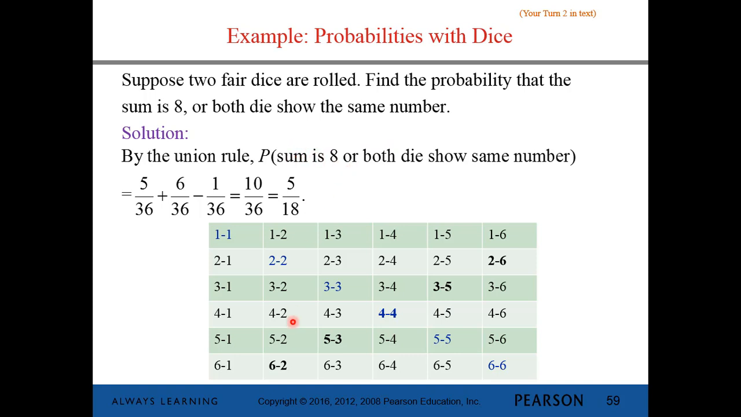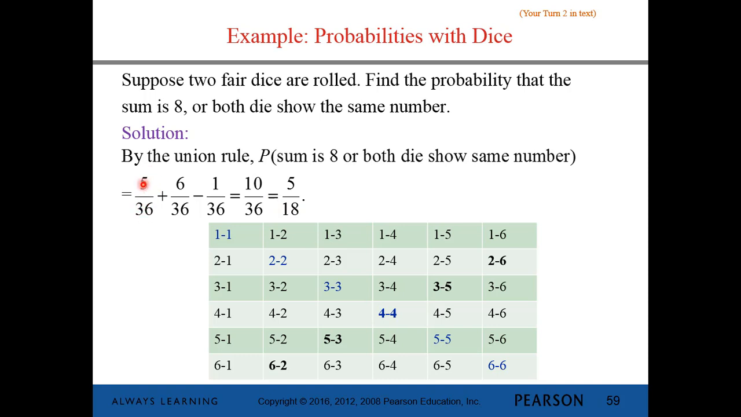So how many different ways can I get a sum of 8? Well, where are they? They're right here. These 5 right here. And how many different ways can I get the same number on both die? Right here. This diagonal right here. Notice that they both intersect. Get it? An intersection. Both of these events intersect. There's overlap.